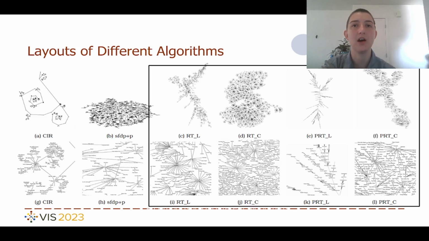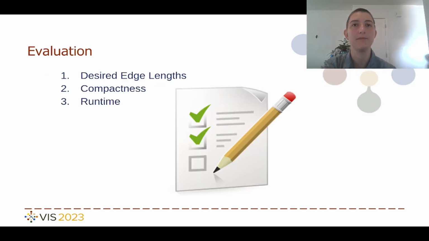Algorithms such as CIR produce no edge crossings, but distort edge lengths and might suggest a graph structure that is not necessarily there. SFDP plus Prism produces compact layouts that represent the underlying structure well, but they have many edge crossings. We provide a more careful analysis next. We have three evaluation criteria: desired edge length realization, compactness, and runtime.